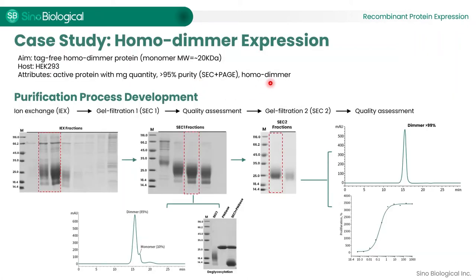Now I want to share with you some cases during our work. A successful recombinant protein can be made using different approaches combined. This case shows the generation of a tag-free dimeric protein using the HEK293 expression system. In the first purification step, we used the ion exchange column, and then we collected the fractions containing the target protein, followed by two steps of gel filtration columns, which resulted in the protein with 99% dimer formation. The protein is also active according to the proliferation activity assay. I think this case indicates that an affinity tag is not necessarily required to get high purity proteins in some cases.